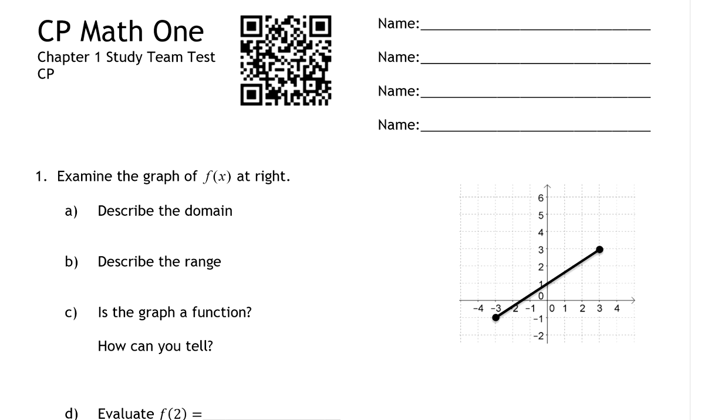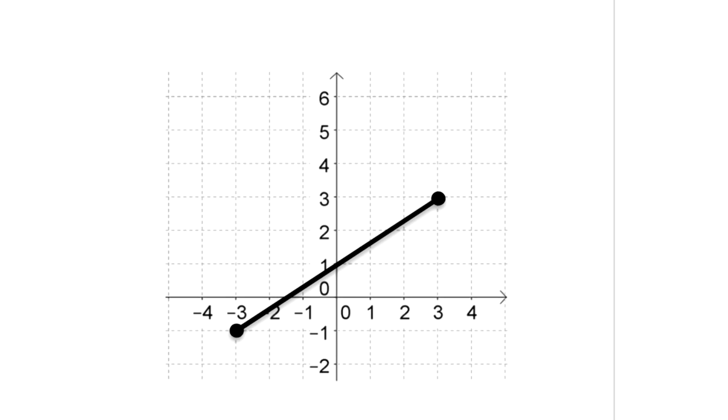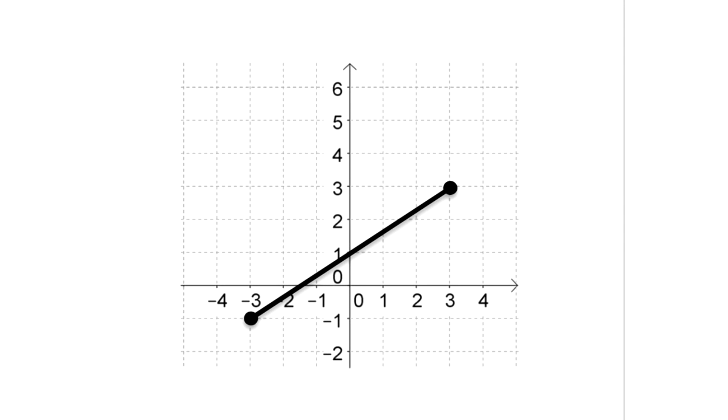Question 1 asks us to consider this particular function, so you can see it, and the first question asks us to describe the domain of that function. So remember, the domain is a collection of all the x values that produce outputs. If I just look at the x-axis, starting here at -3 and going all the way until +3, all of those x values that I've highlighted in red produce outputs.